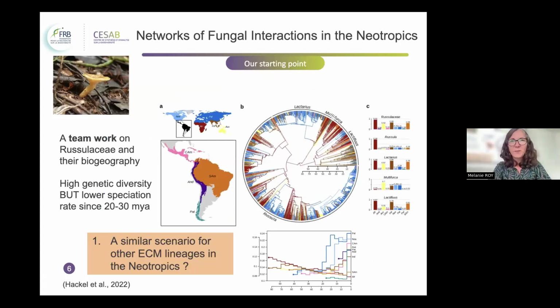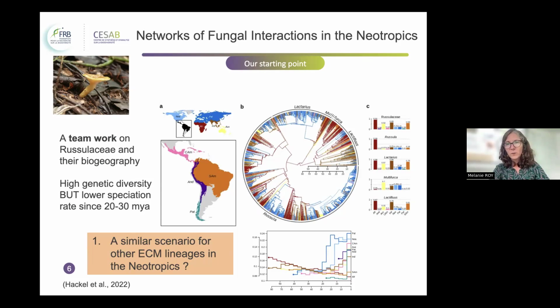So first of all, I wanted to reintroduce the questions we will explore today. First of all, before this Cesab project, we already explored a bit the evolutionary biogeography of a major group in the neotropics. Indeed, when you go in the forest, you generally see some lactiflues, some Russulaceae. This is a family, the most abundant of the ectomycorrhizal observation from the taxonomic point of view. And we gathered all this collection, what we observed.